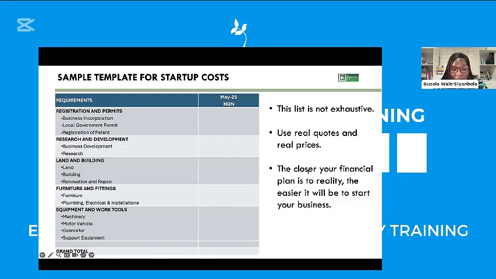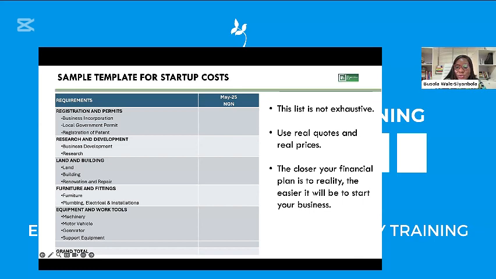There's a registration for patent if you are building something that needs to be patented. Depending on if you're operating from a local community, there's a local government permit that you might be required to also have. Research and development, you're looking at things like research itself, business development, land and building, it's very clear, renovations and repairs, furniture and fittings, plumbing and electricals and installations, equipment and work tools, your machines, motor vehicles, generators, support equipment. Now, this list is not exhaustive.